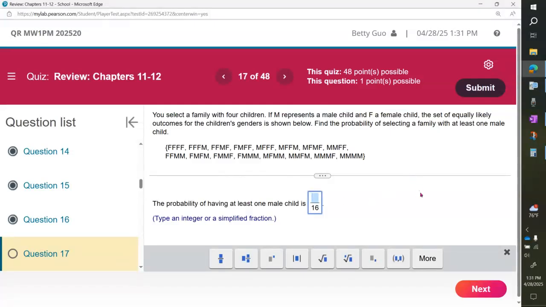Do you guys remember at least 1 is the complement of none? So the complement of this event is no male, so all female. So there's only 1 outcome with no male, and the complement would have 15, right? Among the 16 outcomes, there's only 1 without a male. All other 15 outcomes have at least 1 male, so the numerator is 15. 15 over 16 is already simplified. If you are not sure, you can use the calculator. Type an integer or simplified fraction. It is 15 over 16.